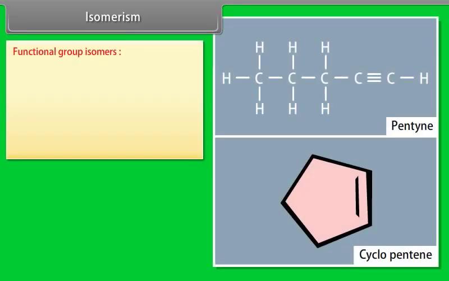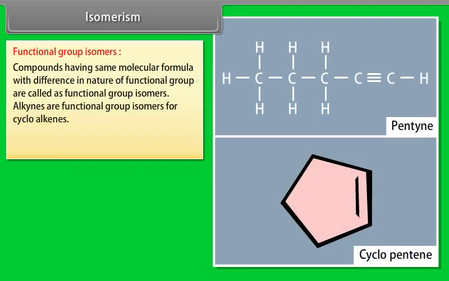Functional group isomers. Compounds having the same molecular formula with a difference in nature of the functional group are called functional group isomers. Alkynes are functional group isomers of cycloalkenes. For example, pentyne and cyclopentene are functional group isomers.